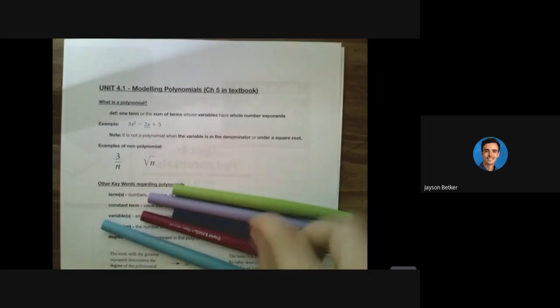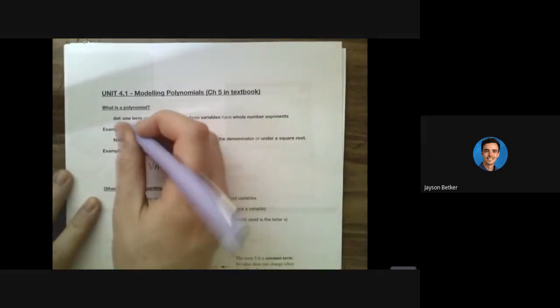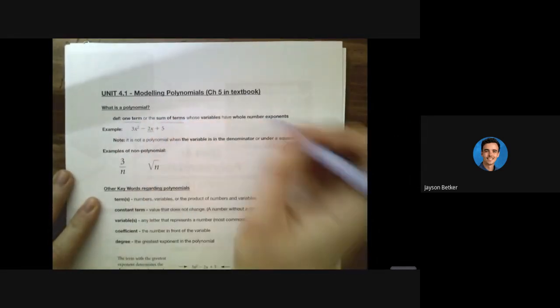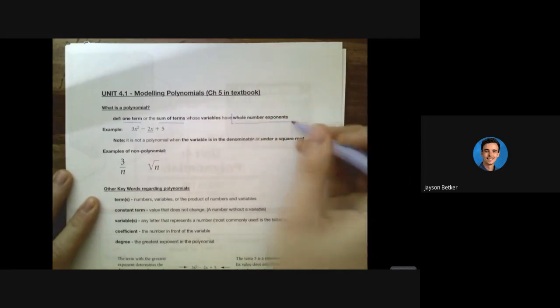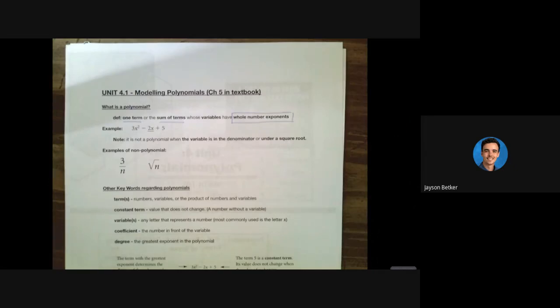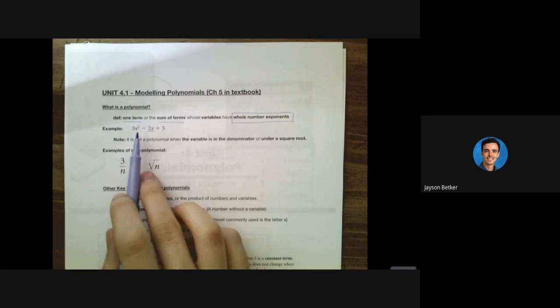And let's start with, all right, what is a polynomial? The definition of a polynomial is it is either one term or the sum of terms whose variables have whole number exponents. So the key here is that we are not raising anything to the 1/2, we're not having any sort of numerator denominator scenario. We have one term or the sum of terms who are all in the numerator, and they all have whole number exponents.